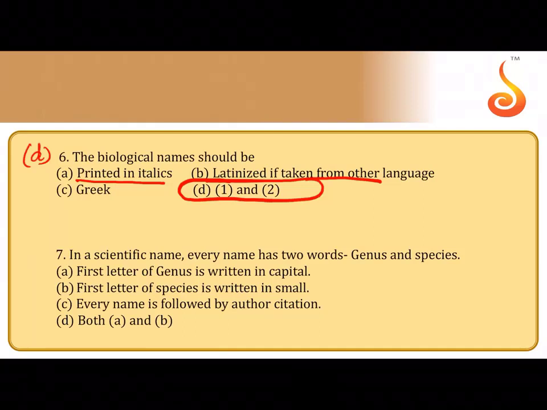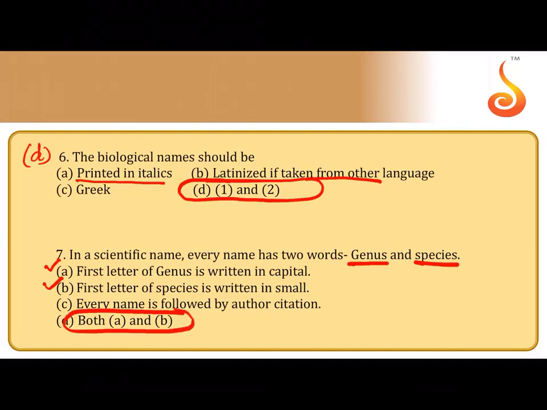Next, the seventh question says, in a scientific name, every name has two words. What are they? The genus name and the specific name. Now let us read the options. The first letter of the genus is written in capital. Correct. The first letter of the species is written in small. Correct. Every name is followed by author citation. Not necessarily. So basically we have both A and B are correct. So it is option B.